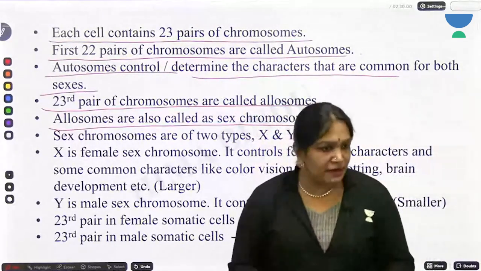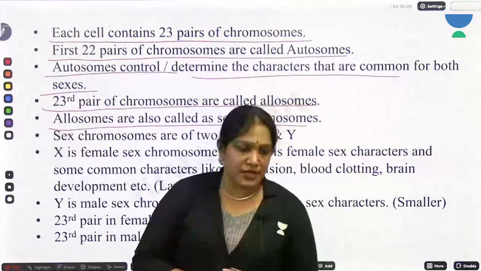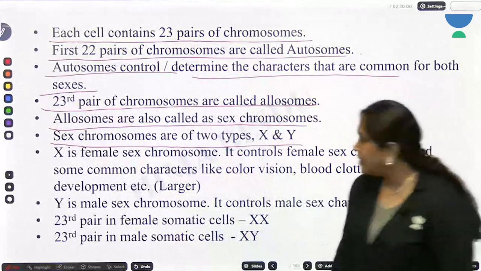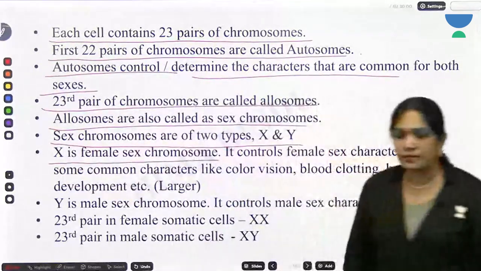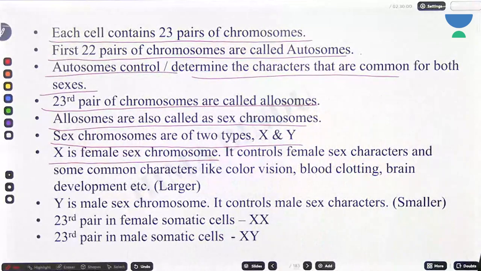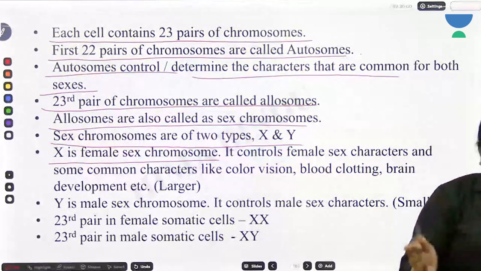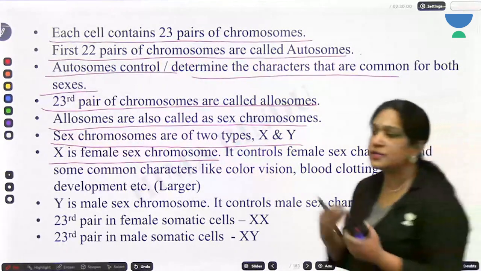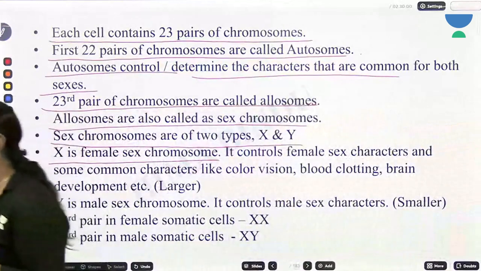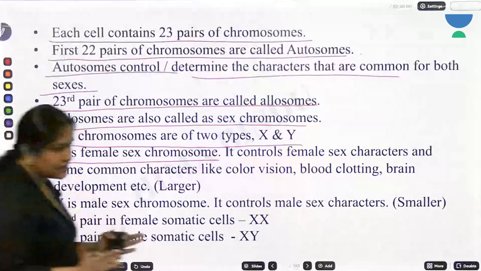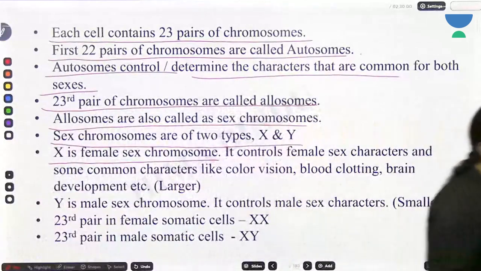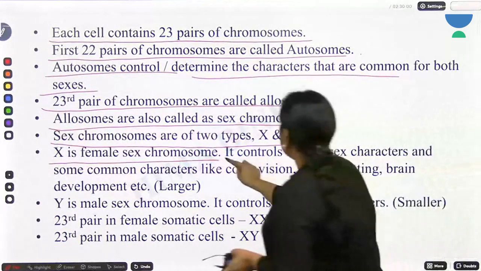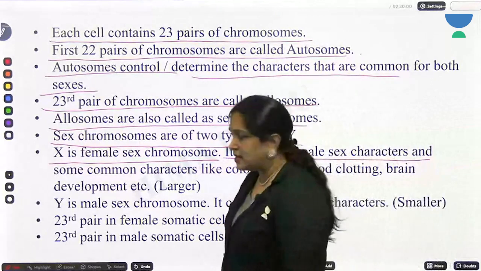We have 2 sexes, male and female, so we need sex chromosomes too. Sex chromosomes are of 2 types, X and Y. X is the female sex chromosome. What do you mean by X is the female sex chromosome? It means it controls all female sex characteristics, that is egg cell production, giving birth to children, uterus, ovaries, female sex hormones, everything related to females. Those characteristics are controlled by the X chromosome. So therefore we call it the female sex chromosome.